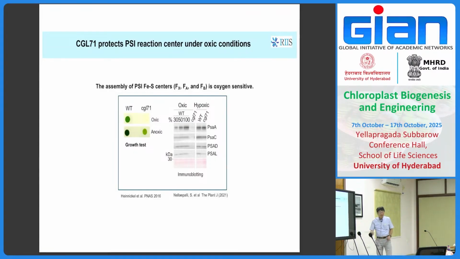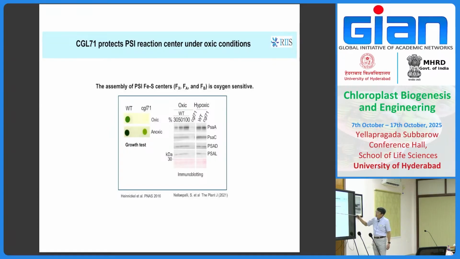So from this phenotype, we can speculate that somehow the acceptor side is damaged in this mutant in the presence of oxygen, but it's stable in the absence of oxygen. So first we analyzed the polypeptide accumulation to see if the presence of oxygen specifically affects PS1. So here we tested only PS1.